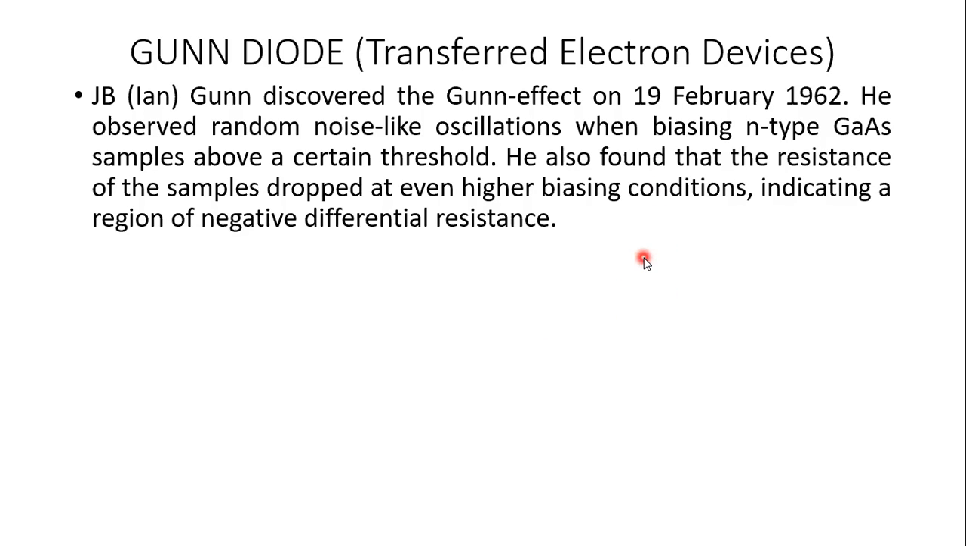So we'll start with the Gunn diode. Okay, Gunn diode, it is also called transferred electron devices. Now, what is the reason for this that we are going to see, and how to make use of such kind of diodes in amplification, or for the oscillation purpose. So generally, Gunn diode is used as an oscillator.